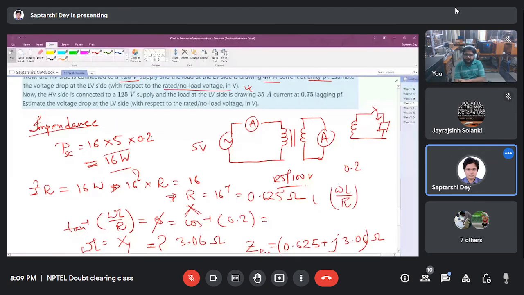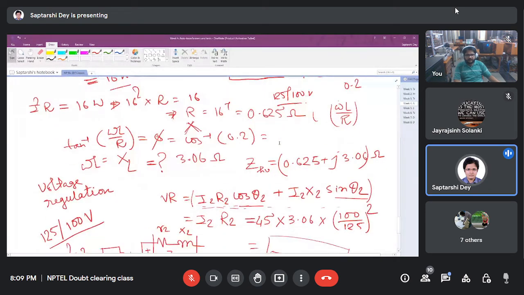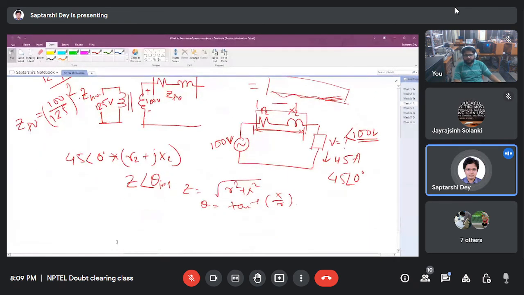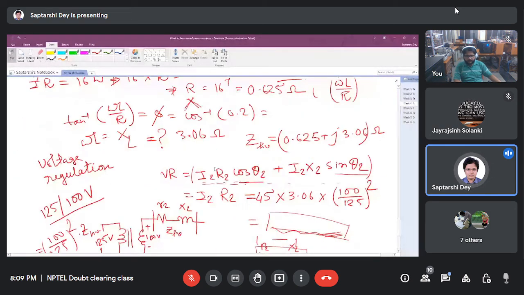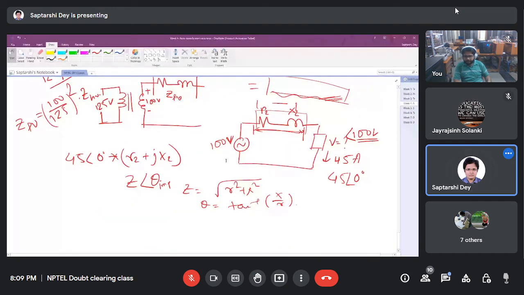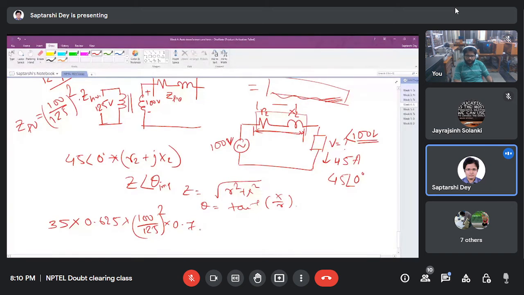Now the next part is the secondary side has 35 ampere current at 0.75 lagging power factor. Same thing. Nothing has changed. Only thing is that we have 0.75 lagging power factor. Sorry, I forgot the current value. 35 ampere. So 35 into 0.625, we have already seen this, into 100 by 125 squared into 0.75. This is cos theta.